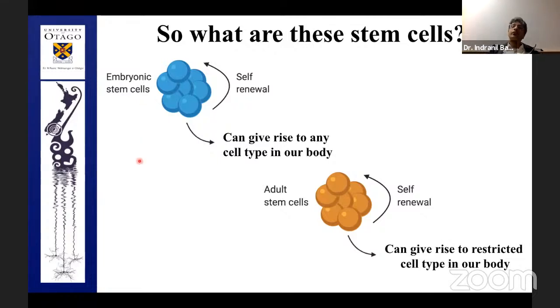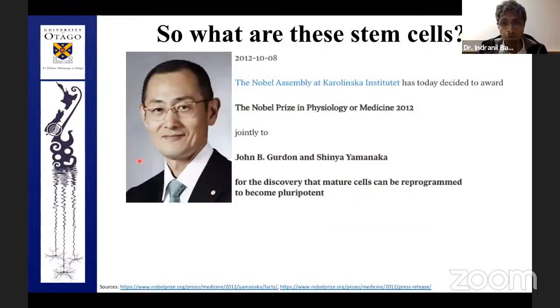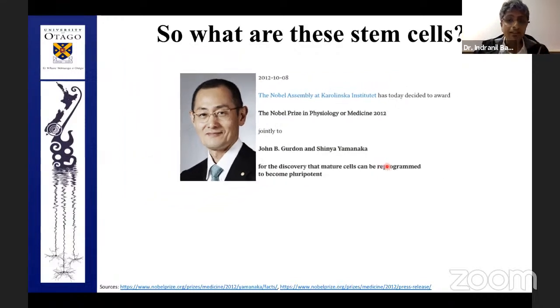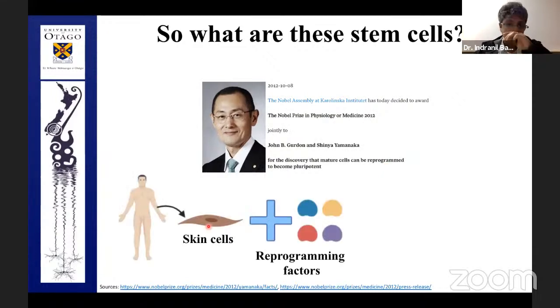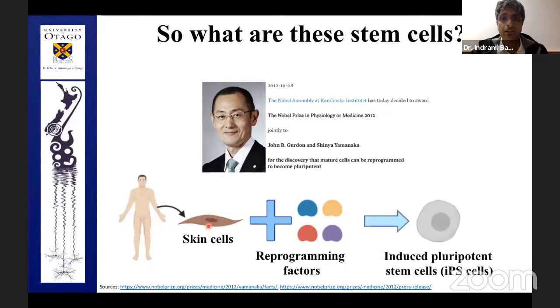While the scientists were juggling between these two stem cells, in the early 2000s, two scientists, Dr. John B. Gurdon and Dr. Shinya Yamanaka, came up with an excellent, groundbreaking, Nobel Prize winning technology called induced pluripotent stem cells. What they did was they literally took skin cells from human beings and added four transcription factors, or reprogramming factors, and they made induced pluripotent stem cells. So this is a third type of stem cell that I'm talking about today.